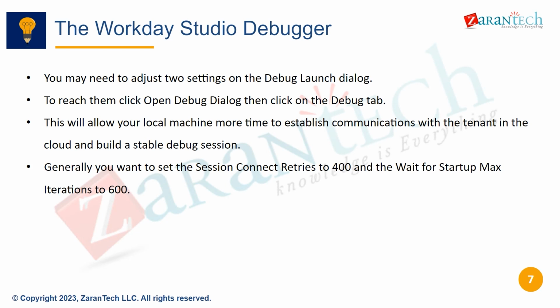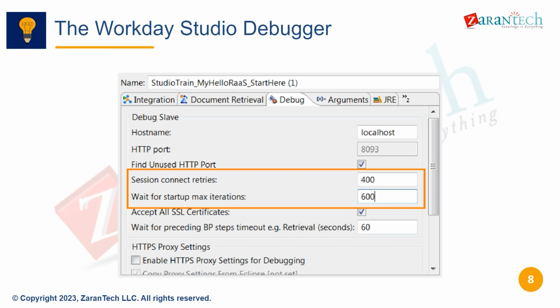You may need to adjust the Session Connect retries and wait for Startup Max Iteration settings. Open the Debug dialog, go to the Debug tab, and set the retries to 400 and iterations to 600. This allows time to establish communication between your local machine and the cloud tenant for a stable session. The screenshot shows the Debug tab and the options available under that tab.